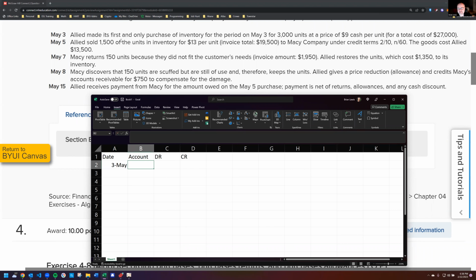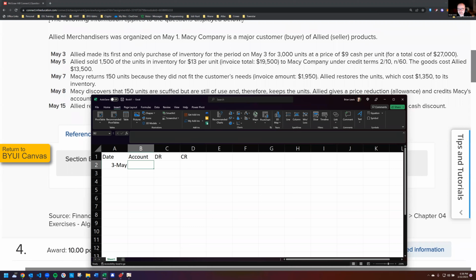Question is, Allied made its first and only purchase of inventory for the period on May 3rd for 3,000 units at a price of $9 cash per unit. Well, is this Macy? No, it is not Macy. Is there anything in here that even relates to Macy buying something from Allied? The answer is no. So reality is this first one is a no journal entry. No journal entry required. Okay, that was pretty simple.